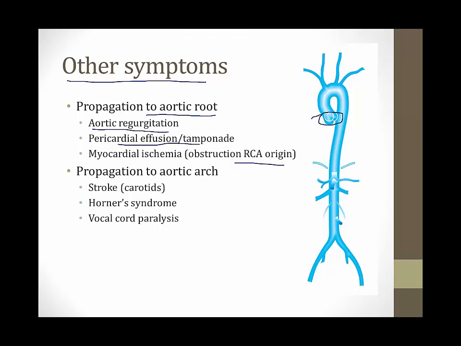It comes off at a relatively high point here. And when the right coronary artery has its blood flow disrupted, that can lead to myocardial ischemia from a dissection. If the dissection propagates to the aortic arch, it can cause a stroke by disrupting blood flow into the carotids. It can interrupt the sympathetic nervous system chain and cause a Horner syndrome. And then finally, it can cause vocal cord paralysis by disrupting the recurrent laryngeal nerve.